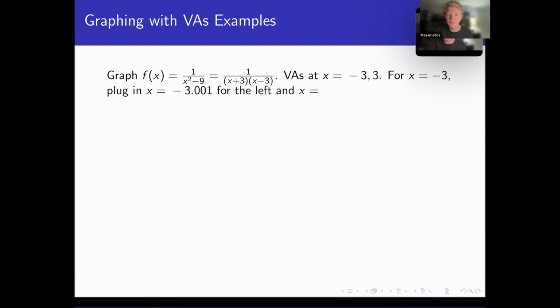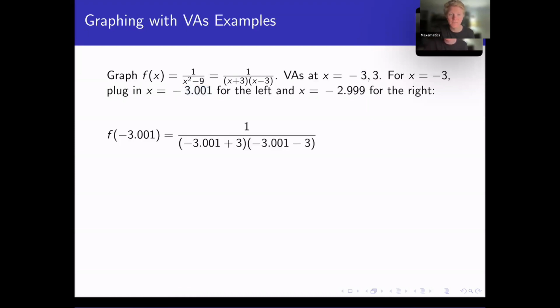For the left, we're going to plug in negative 3.001. And for the right, we're going to plug in negative 2.999. So just be very careful, right? Normally we would associate the 0.999 with the left when it comes to positive, but when we're negative, negative 3.001 is to the left of negative 3. Okay, so let's plug it into this factored version. Negative 3.001 plus 3, negative 3.001 minus 3.